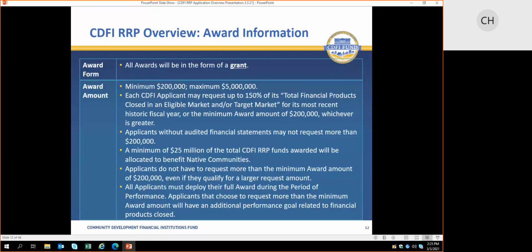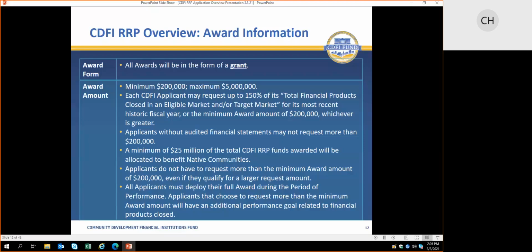Beyond the minimum and maximum of $200,000 and $5 million, organizations can only request awards of up to 150% of their total financial products closed in an eligible market and/or target market for its most recent historic fiscal year, or the minimum award amount of $200,000, whichever is greater. We'll touch a little bit more on how that total financial products closed in an eligible market and/or target market is calculated a little bit later in the presentation.